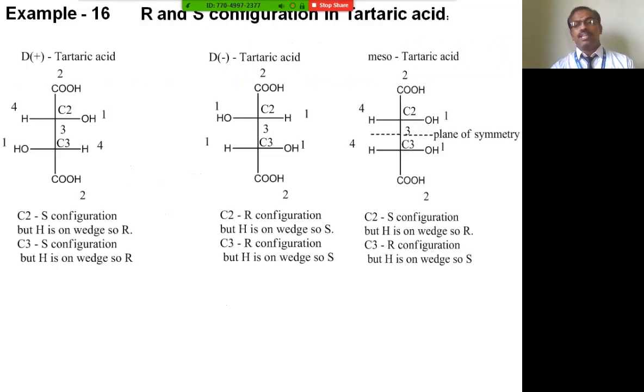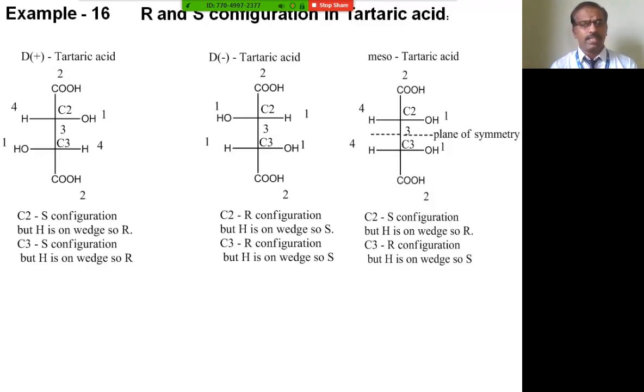Similarly, I have represented here the R and S configuration. In most examinations they will ask the tartaric acid as an example. D plus glucose, I represented here D minus glucose; so D plus tartaric acid, D minus tartaric acid, meso. One difference in meso: if you are using the word meso, one half of the chiral center is the mirror image of the other. Plane of symmetry is mandatory. The rest of things are the same.